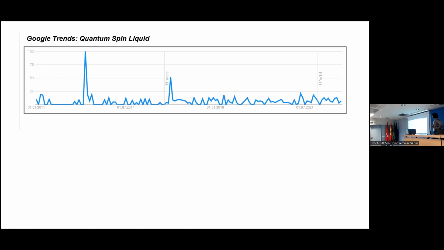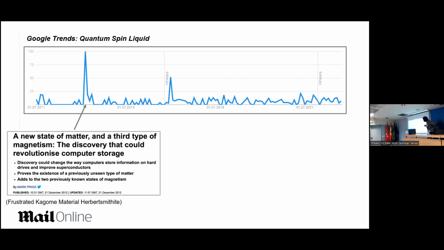Let's see what these three peaks are. The first peak, in 2012, was precisely this Herbertsmithite that I was telling you about. You can see how the press put the news: a new state of matter and a third type of magnetism, a discovery that could revolutionize computer storage, et cetera. This was when it was realized that this mineral, Herbertsmithite, has these properties of a possible spin liquid with fractionalized excitations.